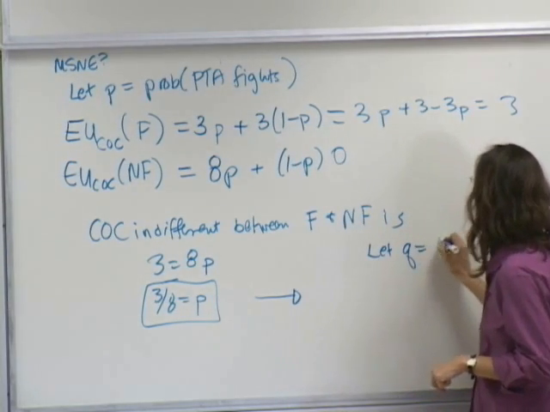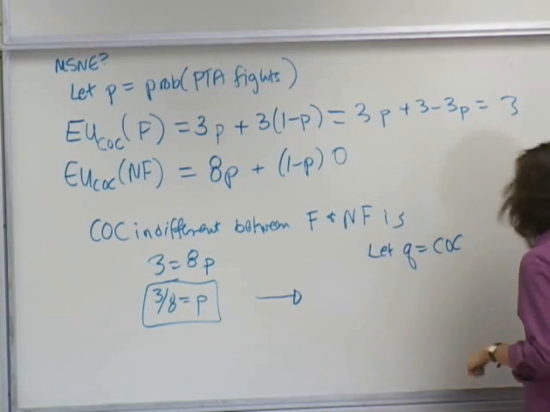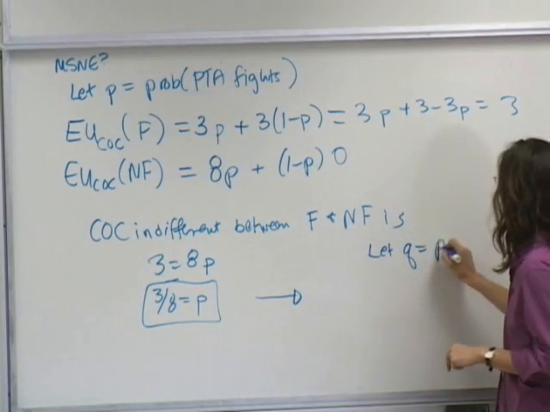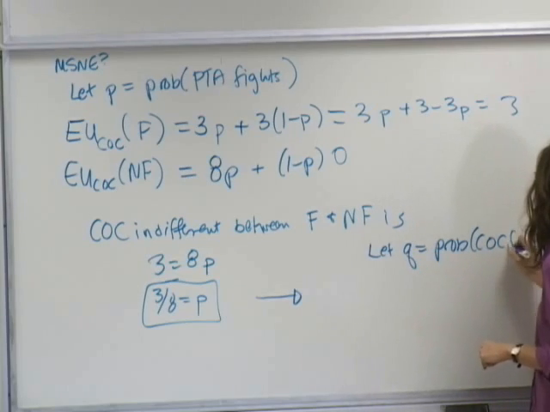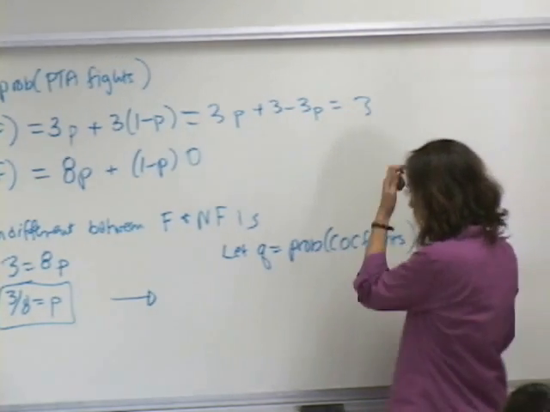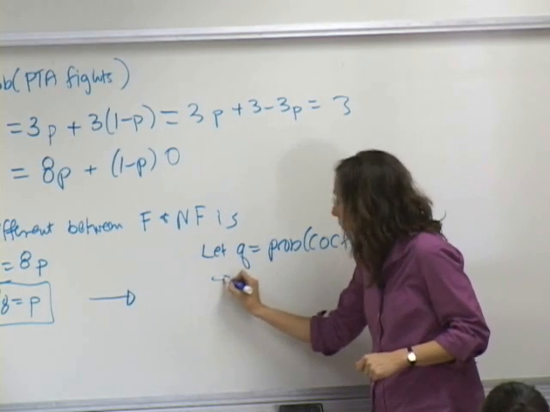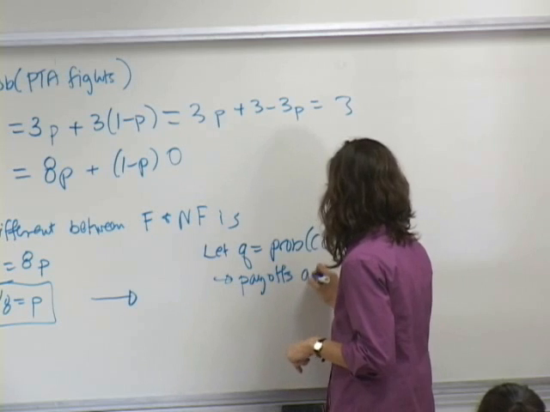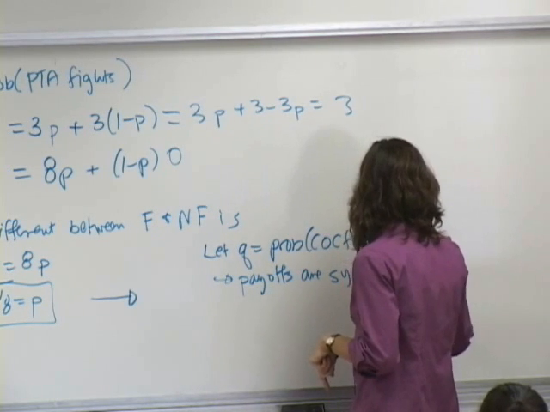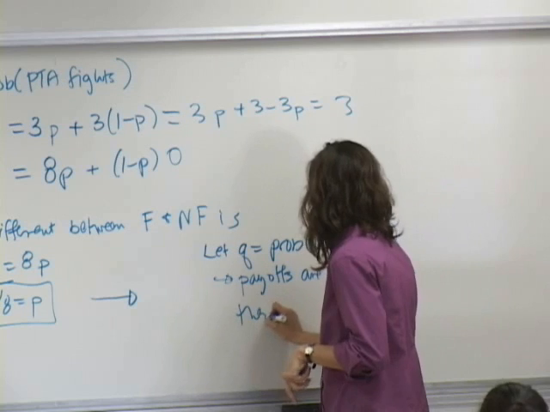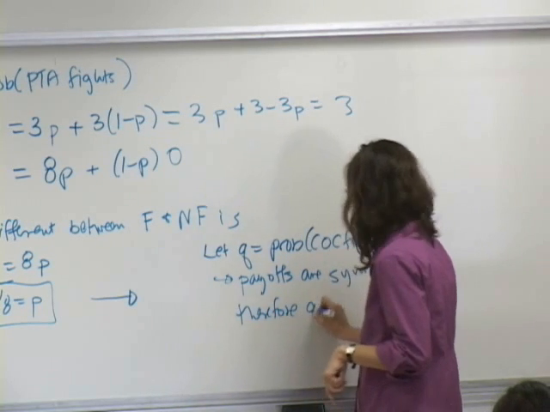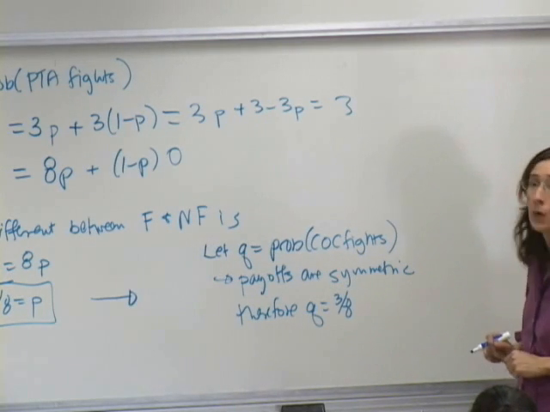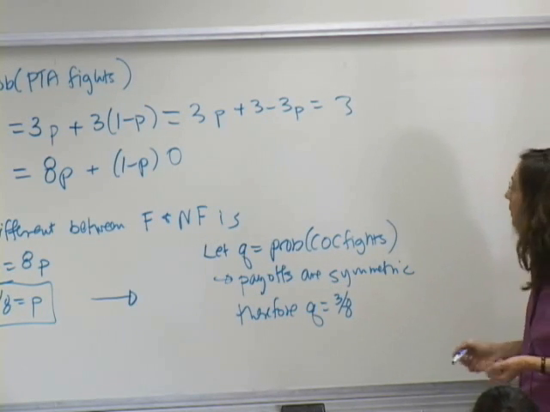Let Q equal the probability the Chamber of Commerce fights. We can say payoffs are symmetric. Therefore, Q also equals 3/8. It's okay to say that. You don't have to rederive the same thing.